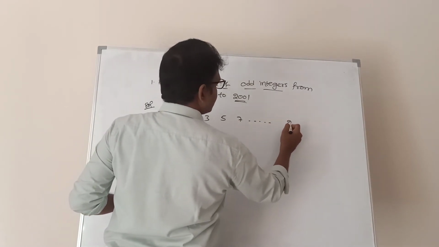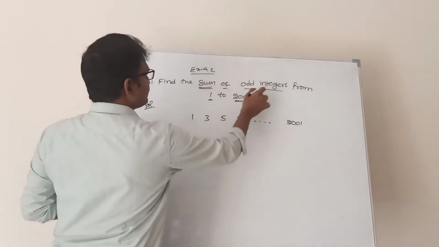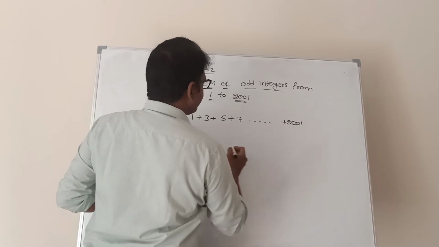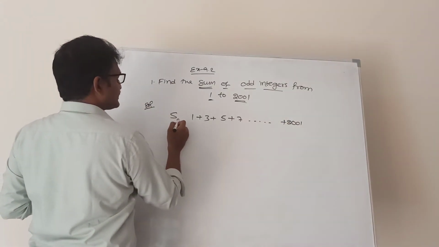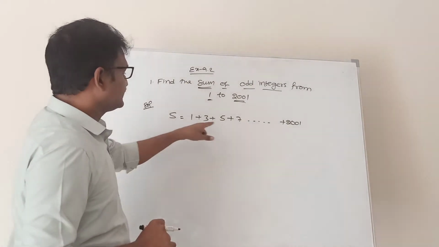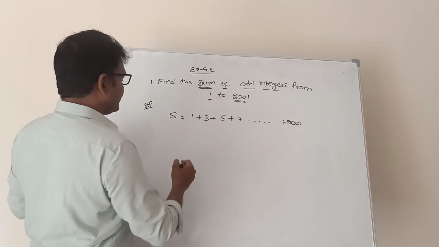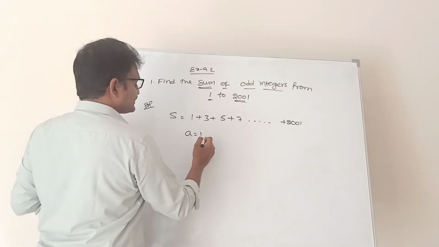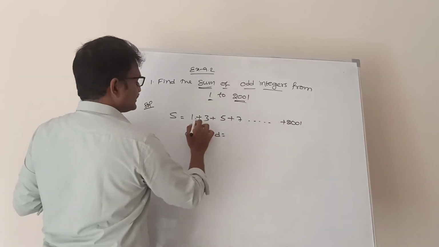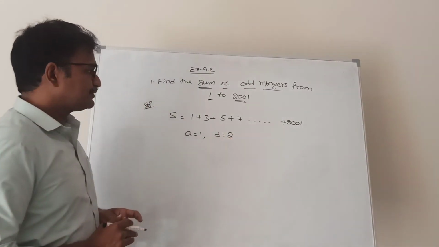What is the last odd integer? 2001. So we should take the sum of odd integers, plus 2001. I am denoting this sum as S. Here, A equals how much? The first term is 1, so A equals 1. D equals how much? The difference between two consecutive terms is 2. D is equal to 2.